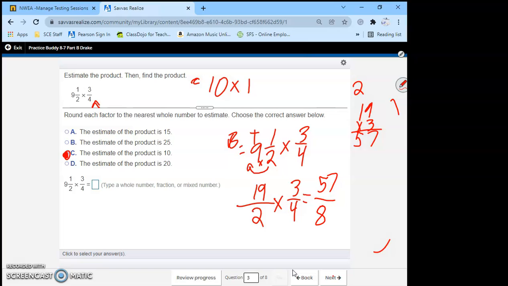That is improper. To fix it, we have to do 57 divided by 8. How many times will 8 go into 57? The answer is 7. 7 times 8 is 56. We're left with 1. That 1 goes on top over our 8. So our answer is 7 1/8.